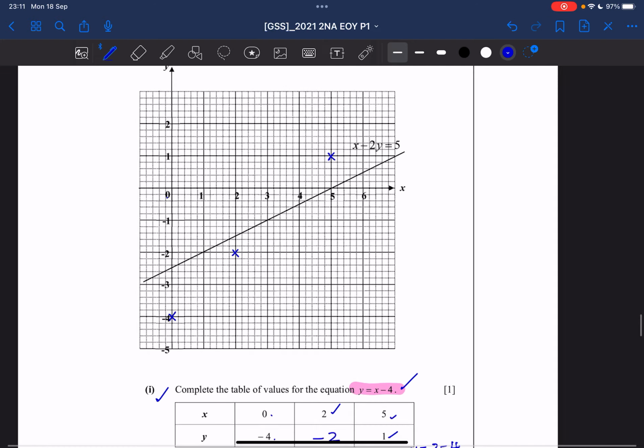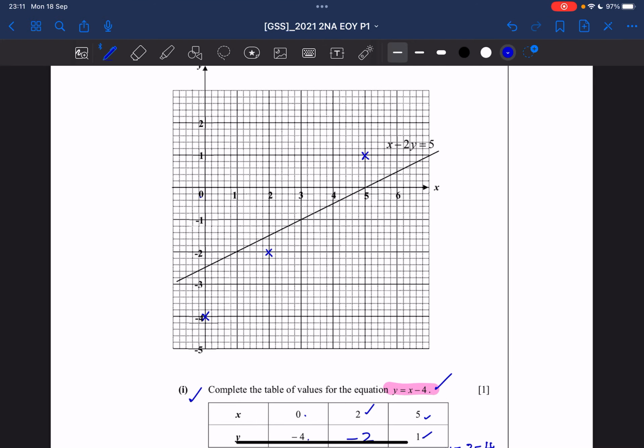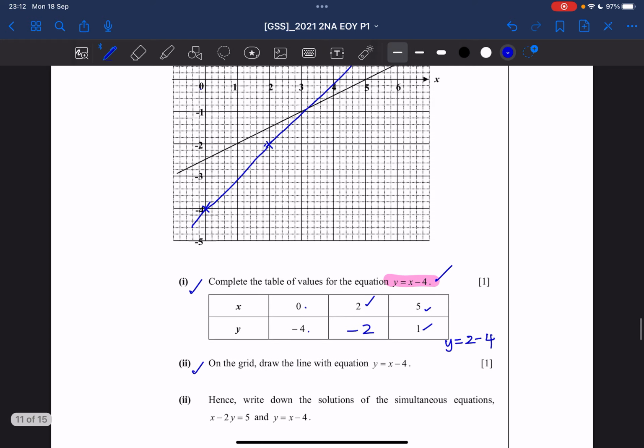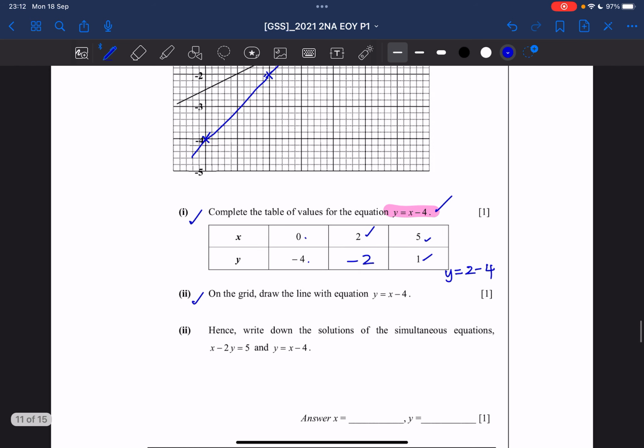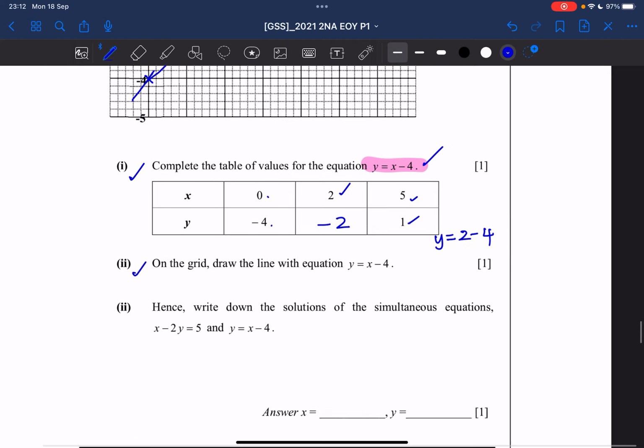Then we join up these 3 points with a straight line. Oops. This is what happens if you can't use the ruler. In your exam, you need to use the ruler. So it looks like this. Mine is not straight, so in your exam it must be straight using the ruler. Then we label y equals x minus 4. So part 2 is done.